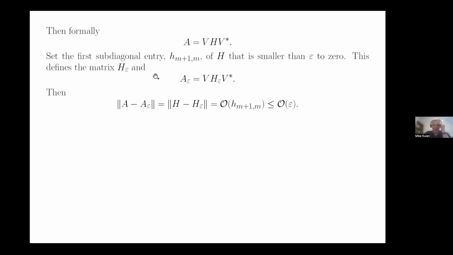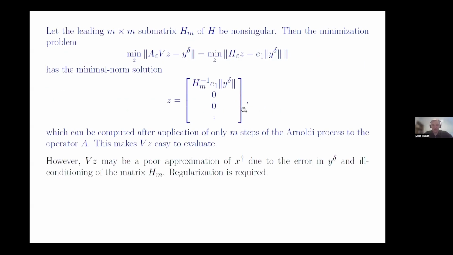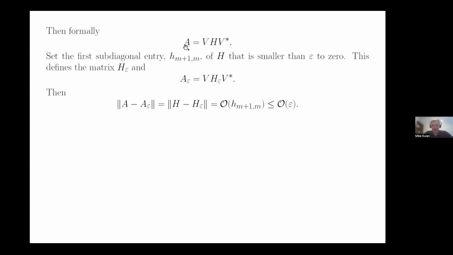So from theorem 2, we know that the norm of the difference between finitely dimensional and infinitely dimensional operators is bounded by epsilon. It also converges to 0 with m, if m is sufficiently large. So in other words, we substitute the infinitely dimensional operator by a finitely dimensional operator.